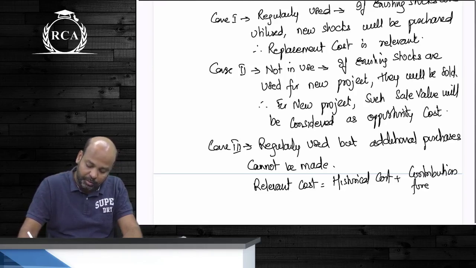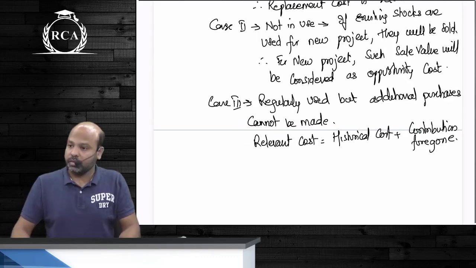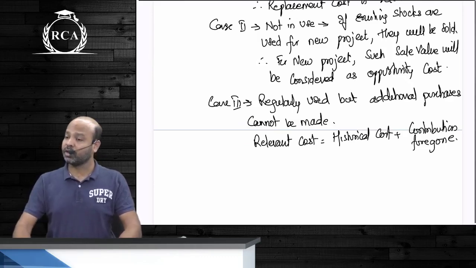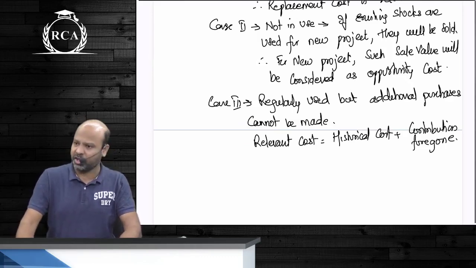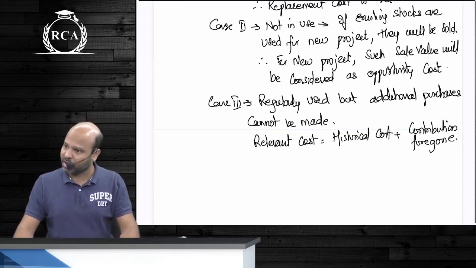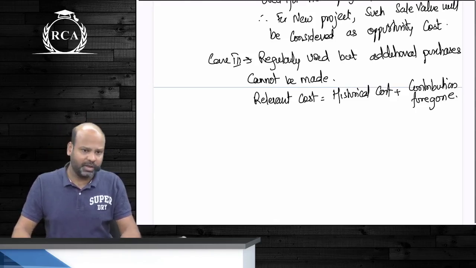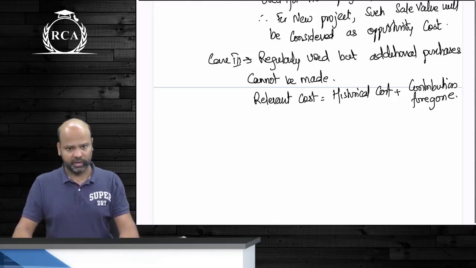Contribution foregone means opportunity cost, profit foregone. Why are we taking contribution foregone? Because if you were to accept a new project, you will have to forego the sales of some other product. The third case might not be given. The first two cases definitely yes.